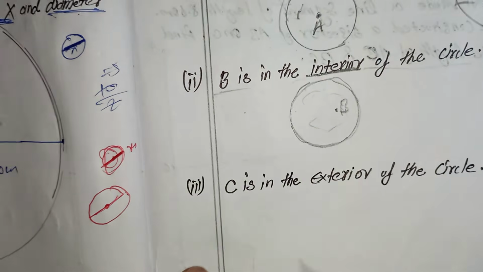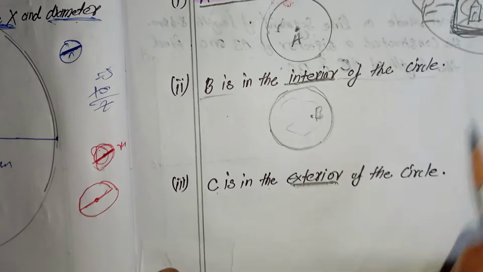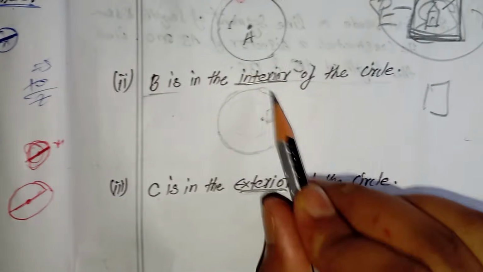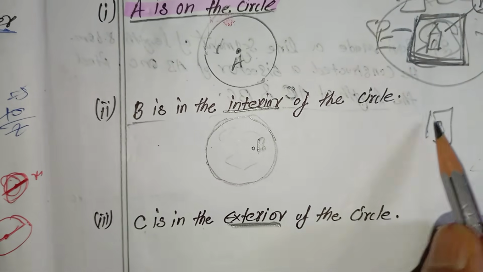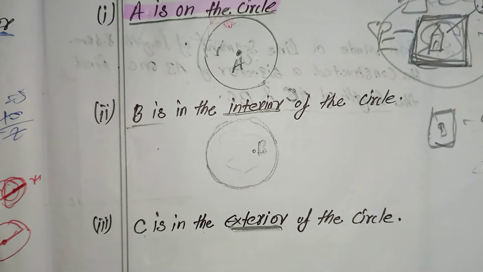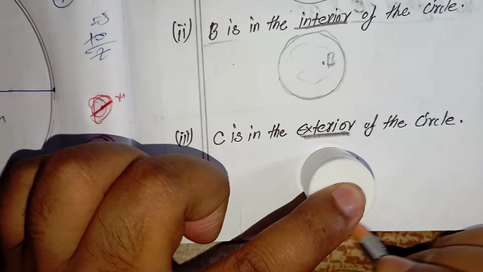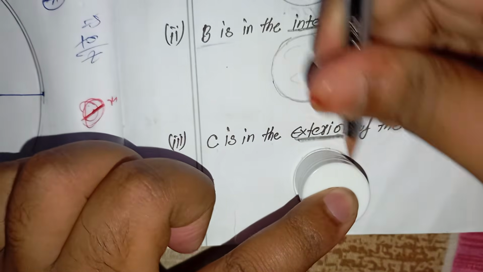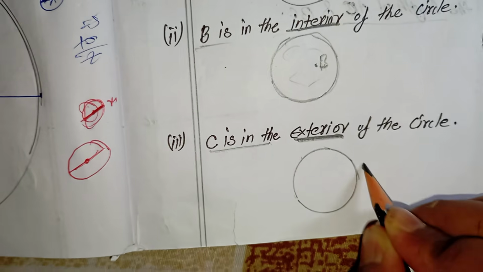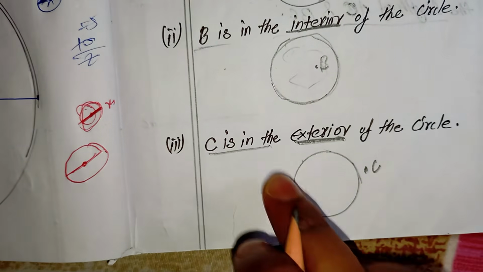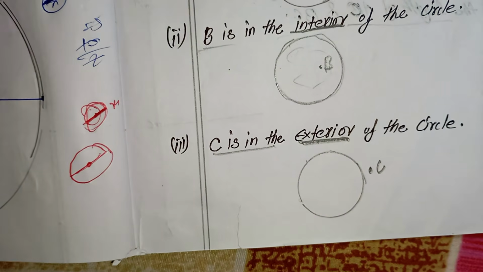Now here it is telling C is in the exterior. C is exterior means, this is your house; B is interior, inside the house B is there. Exterior means outside this boundary. So this is a circle, and in this circle, C will be exterior. It means you draw C on that side. You can draw it here, anywhere you can draw C, like that.